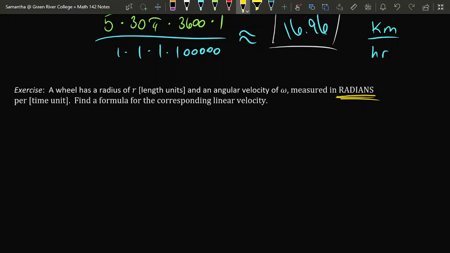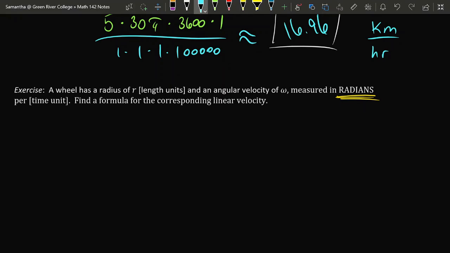So if you've got a wheel with a radius of r length units, whatever those length units happen to be, centimeters, inches, miles, kilometers, etc., and you've got an angular velocity of omega, specifically measured in radians per time unit, then what's the formula for the linear velocity? Let's figure it out first, let's reason it through, and then we will state it and you can use it forevermore.